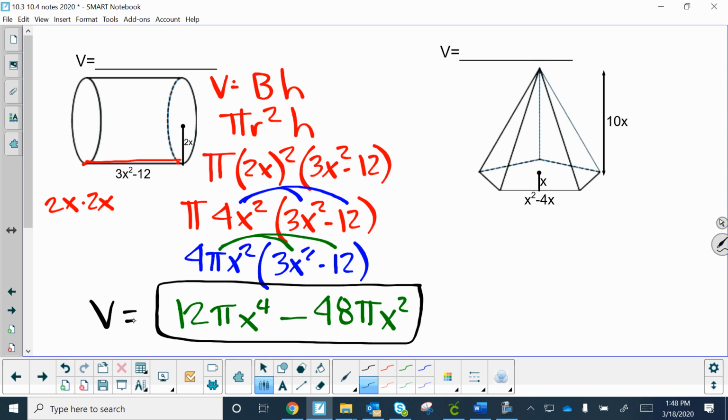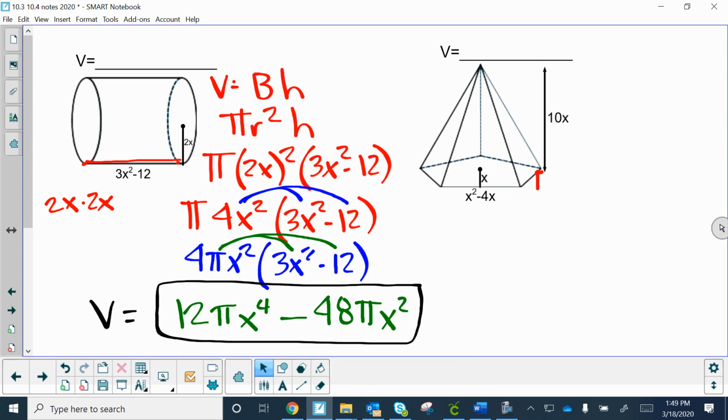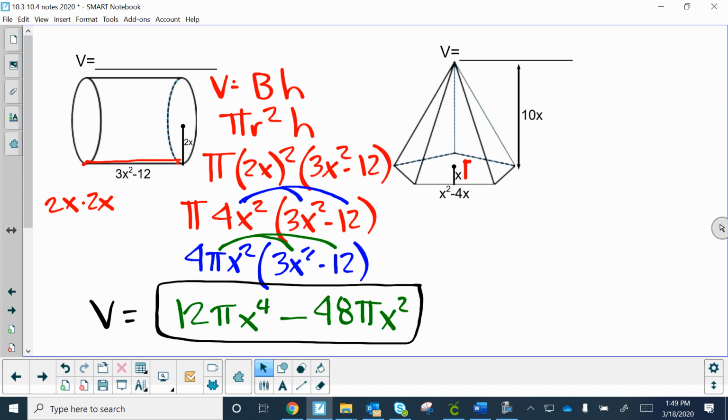All right, and then this last one, we have a pyramid, and the base is a pentagon. And when it has this thing right here that I highlight in red, that is called the apothem. So this is a regular pentagon, so we're going to have to use that formula. First thing we got to do is write down the correct formula. So let me see if I can slide this over here, so I can start up top.